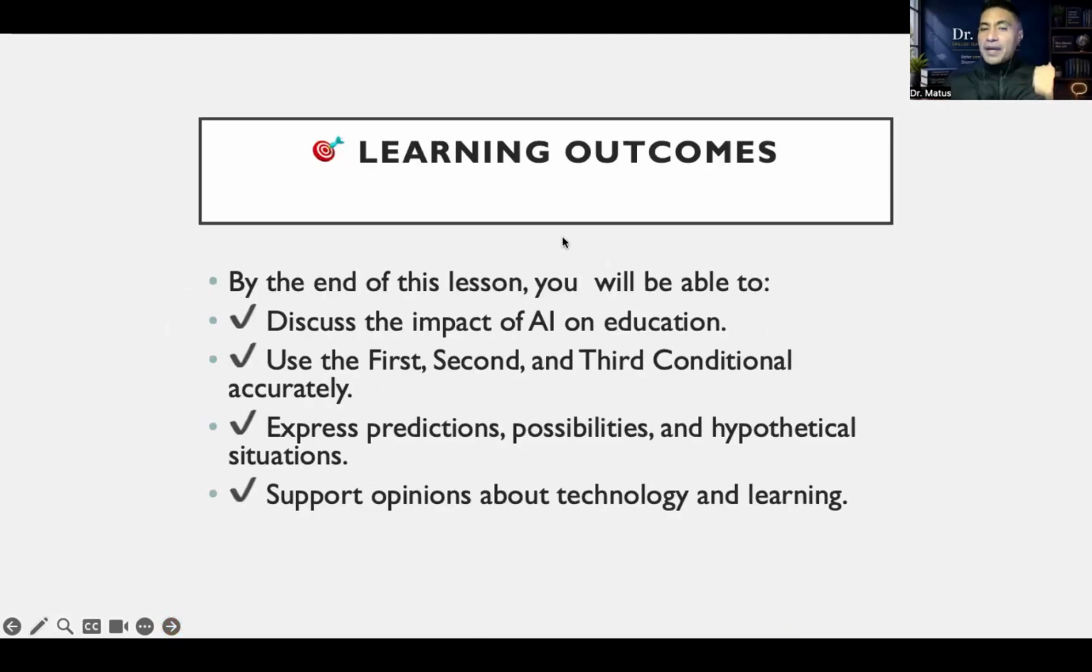Learning outcomes. By the end of this lesson, you will be able to discuss the impact of artificial intelligence on education at level B2. Use the first, second, and third conditional accurately. Express predictions, possibilities, and hypothetical situations, and support opinions about technology and learning.